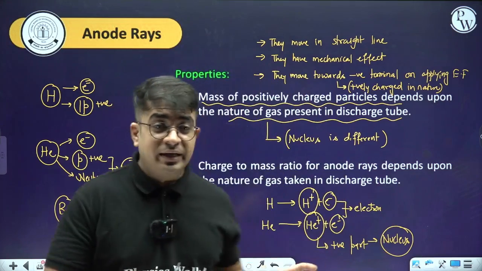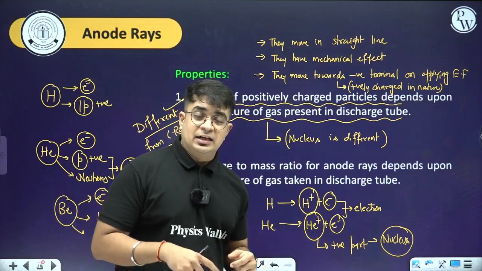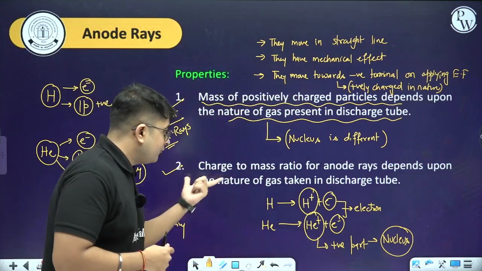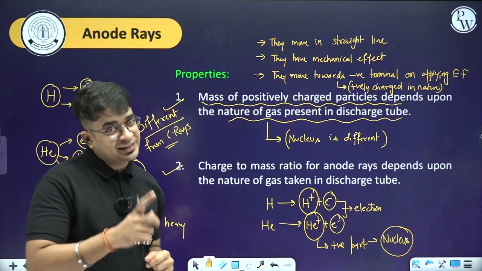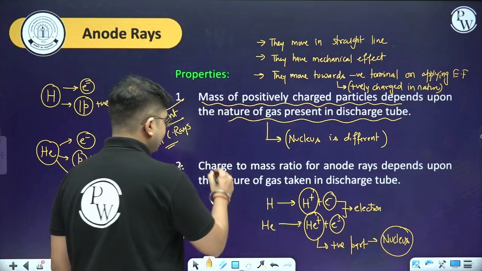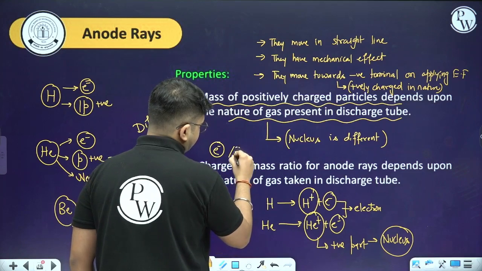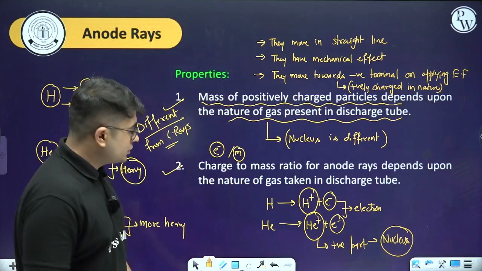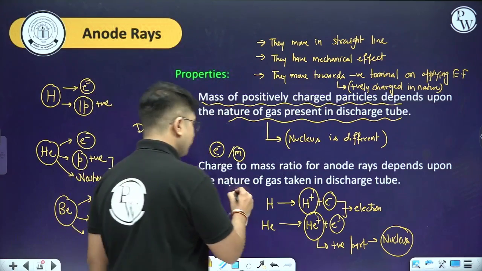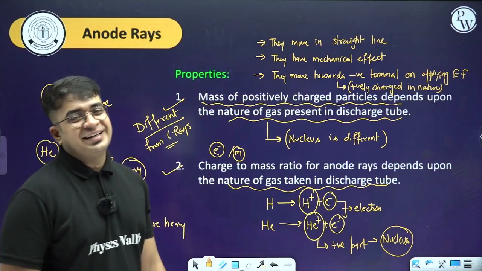is different. It means the mass of those positively charged particles actually depends upon the type of gas I am using. In the same way, the charge to mass ratio is again going to change, because the mass is changing. In that case, the charge is the same, but the mass is actually different. So this charge to mass ratio always depends upon the nature of the gas taken, because every time the mass is going to be different.